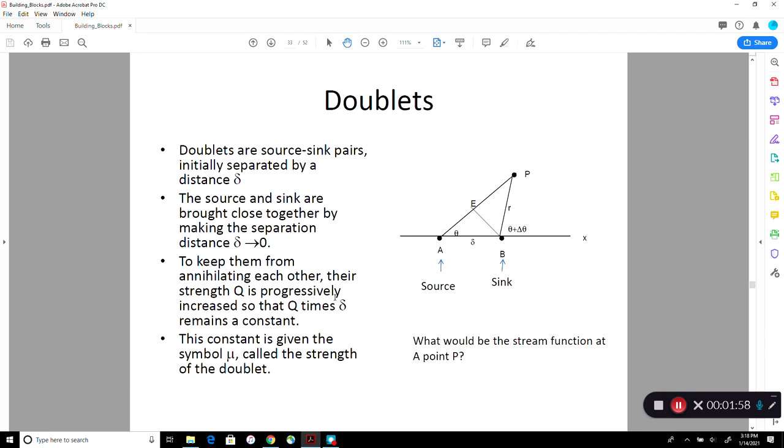So the question is, what would be the stream function at point A? We're going to place source A at the origin. So we're computing the stream function at a point called P. So the angle is theta. Sink is here, so this angle is theta. So what is the stream function due to the source and sink? Two Lego pieces placed side by side. And this is the distance delta. We're going to let delta go to 0 in a minute.